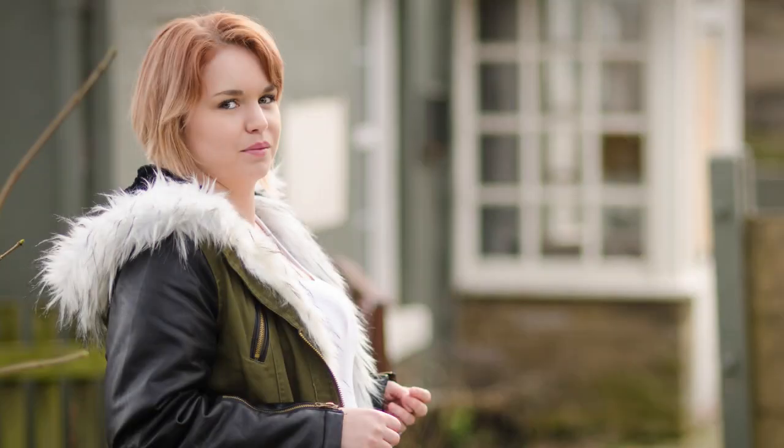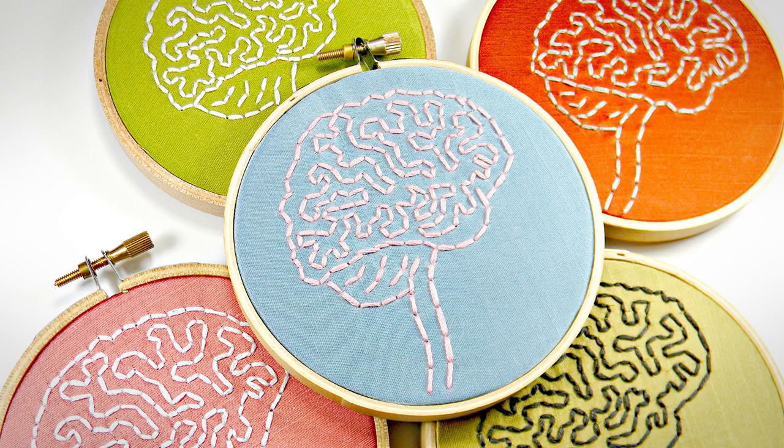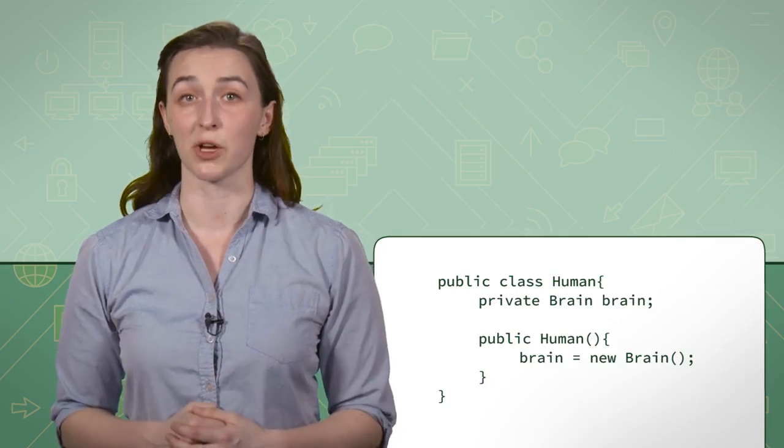The composition is between the human and brain pair. This relationship is between completely dependent classes. If one object is destroyed, then the other is too. Here is an example of composition using Java.